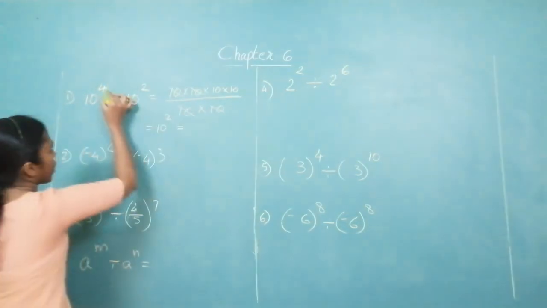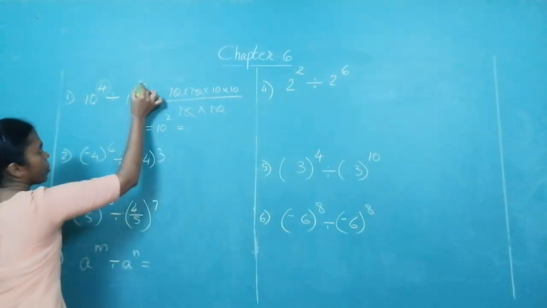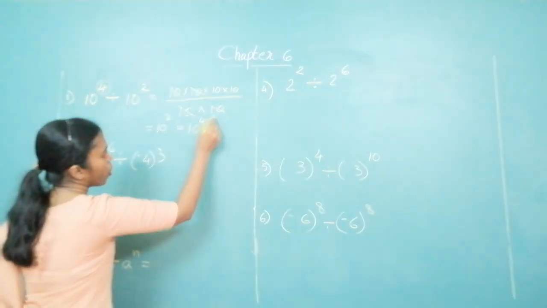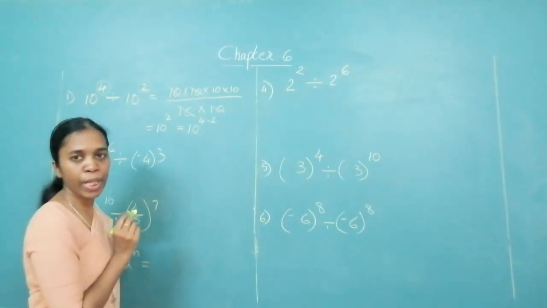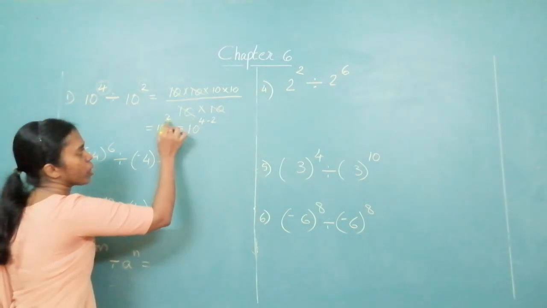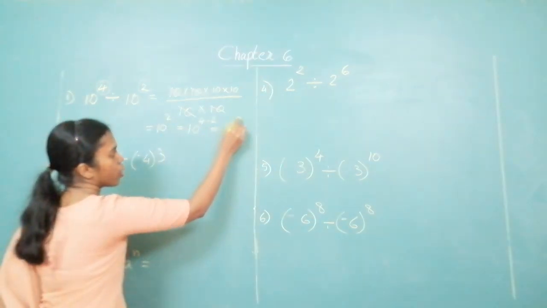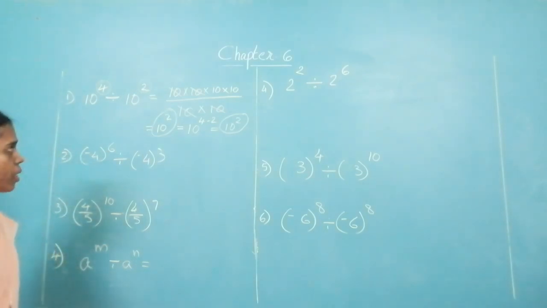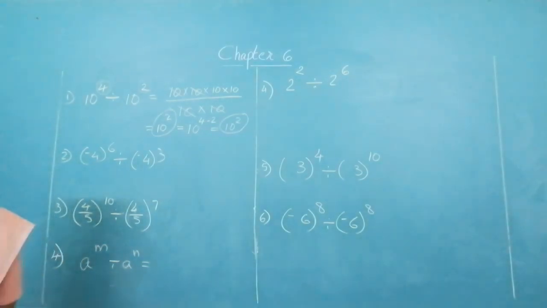Now, you look at these indices over here. I can write it as 10 raised to 4 minus 2. What is the meaning of 4 minus 2? 4 minus 2 is 2. So I am getting it as 10 raised to 2. This is what my answer was. Can you see that? Just look at it.